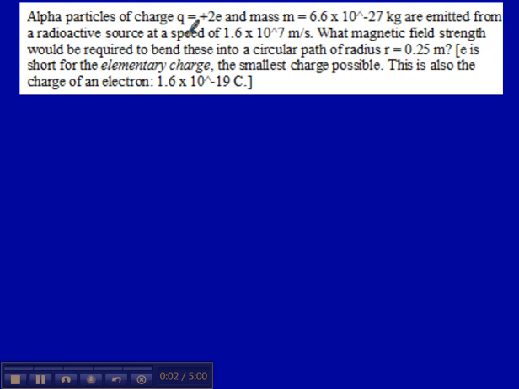Alpha particles of charge q equals plus 2e and mass m equals 6.6 times 10 to the negative 27 kilograms are emitted from a radioactive source at a speed of 1.6 times 10 to the 7th meters per second. What magnetic field strength would be required to bend these into a circular path of radius 0.25 meters? And the e that they're talking about here is called the elementary charge.